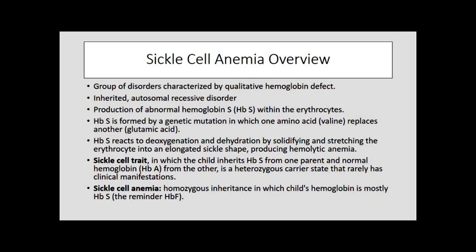Sickle cell trait is like heterozygous. They inherit the hemoglobin S from one parent and the normal hemoglobin A from the other parent. In the case of sickle cell anemia, they inherit hemoglobin S from the two parents.